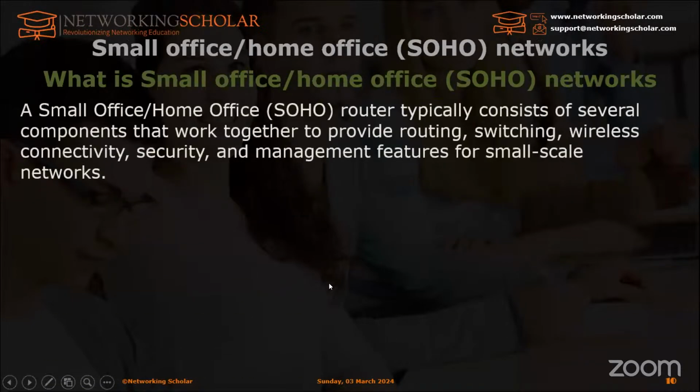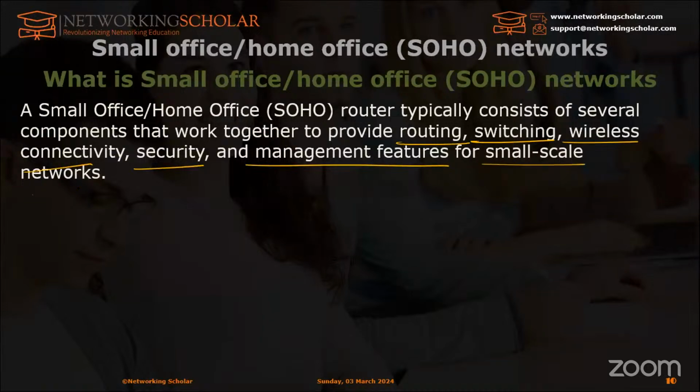Then there is the home office. So what is a home office network, and what kind of things are we going to do here? In a small office or home office, a router typically consists of several components that work together to provide routing, switching, wireless connectivity, security, and management features for a small scale network. Suppose like 50 or 100 users.